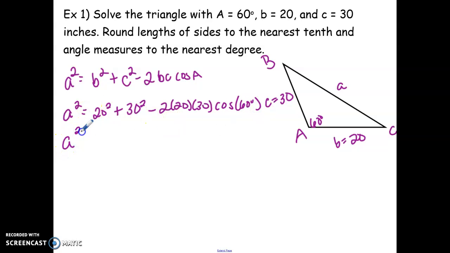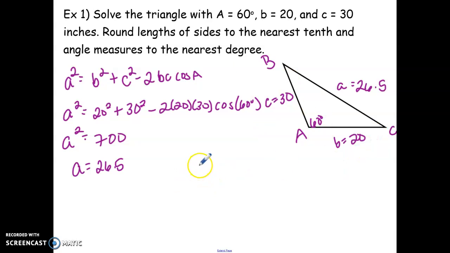Nice thing is you can just type that right in your calculator exactly as you see it. Make sure it's in degree mode, not radians. And when you do that, you get A squared equals 700. If you take the square root of both sides, you find that A is about 26.5. Okay, now we are going to go ahead and find our angles that we're missing.